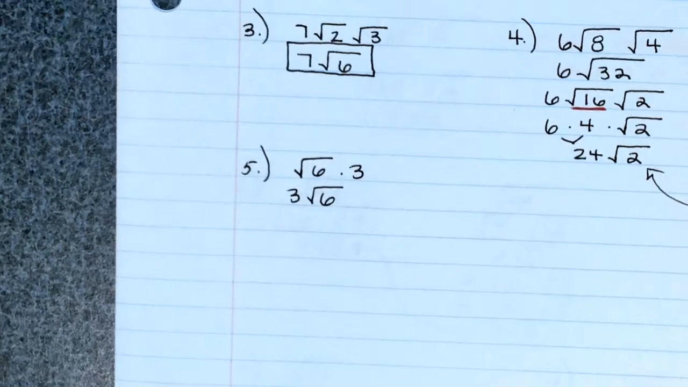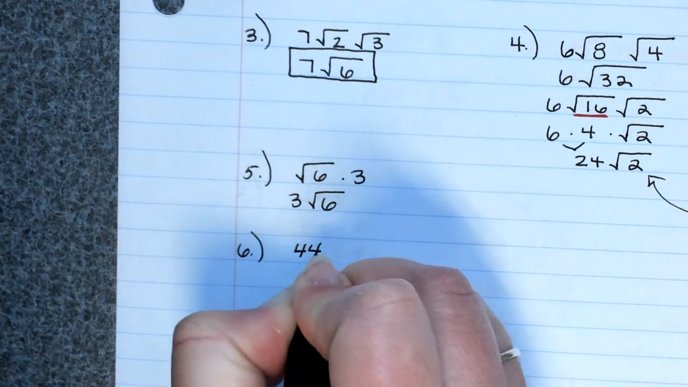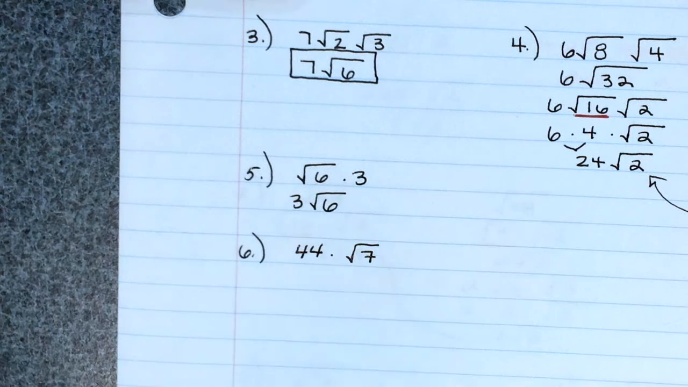All right. If I had 44 times the square root of 7, what's my answer here? Any perfect squares that go into 7? No. Can I multiply 44 and 7 together? No, because one's under the radical, one's not. So how am I going to write my answer? 44 square roots of 7.